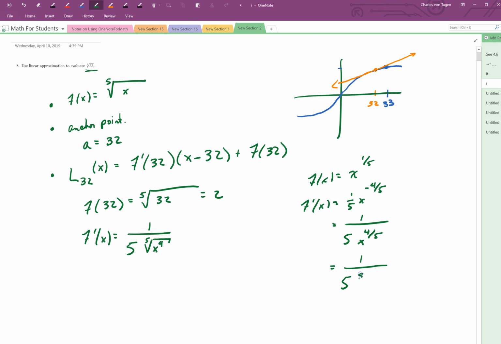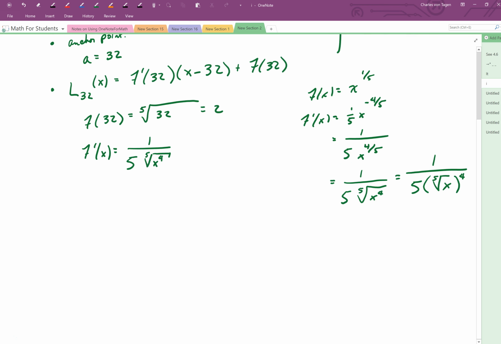I could write it as the fifth root of x to the fourth, but I think it's going to be better to give this formulation of the derivative to say that it's 1/5 times the fifth root of x raised to the fourth power. So instead of taking 32 to the fourth power and then the fifth root, I'd rather take the fifth root of 32 and then raise it to the fourth power. So that's what I'm going to do here.